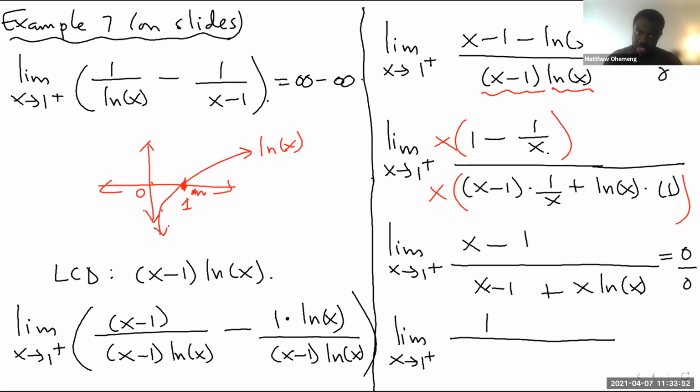The derivative of x is 1. The derivative of 1 is 0. And the derivative of x ln of x, that one is leave the first one, differentiate the second one, right? The derivative of ln of x is what? Is 1 over x. Plus leave the second one, differentiate the first one, and then the derivative of x is 1.